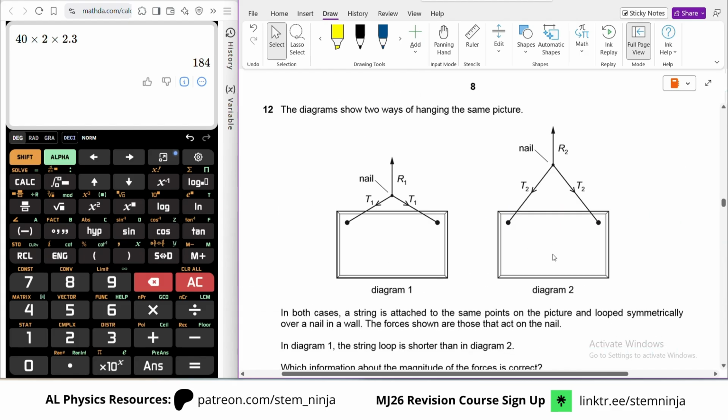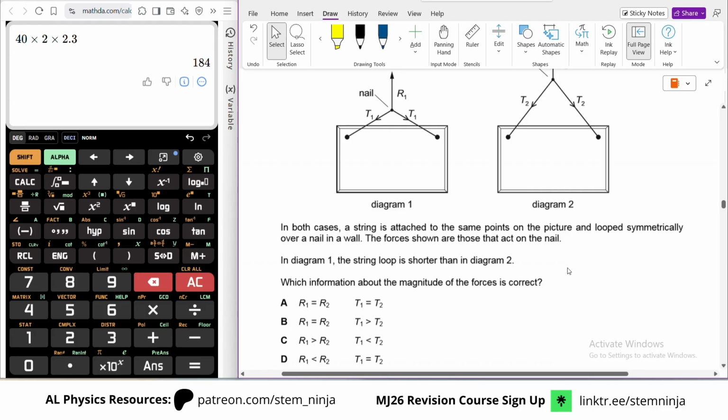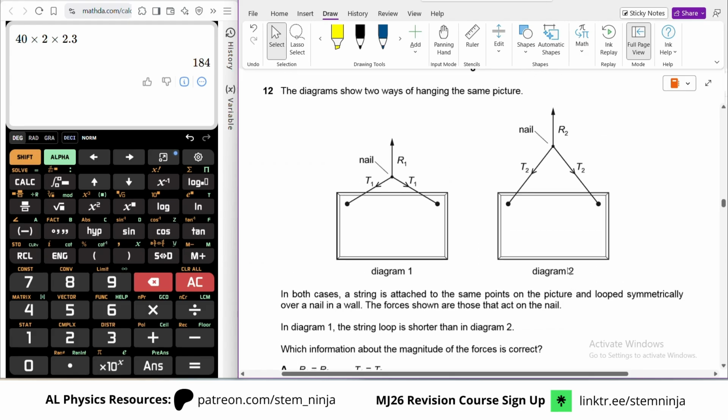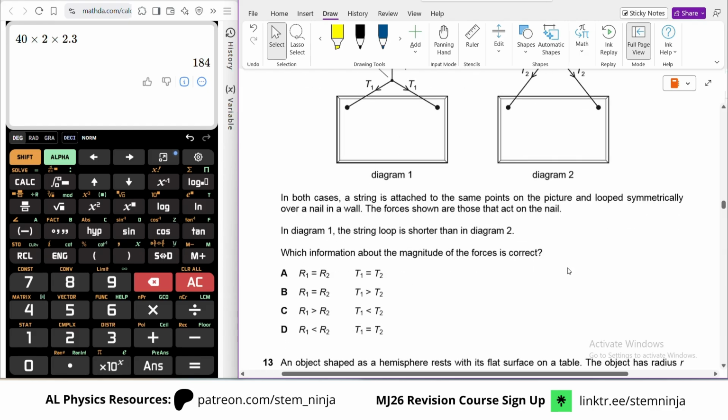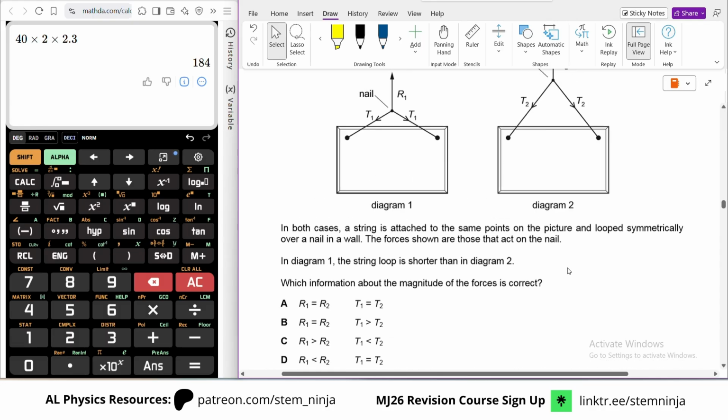Okay, moving on. The diagram shows two ways of hanging the same picture. In both cases, a string is attached to the same points on the picture and looped symmetrically over a nail in the wall. The forces shown are those that act on the wall. In diagram 1, the string loop is shorter than in diagram 2. Which information about the magnitude of these forces is correct?